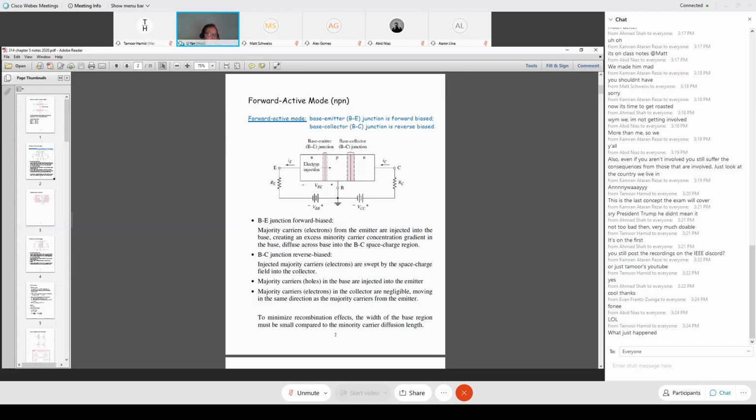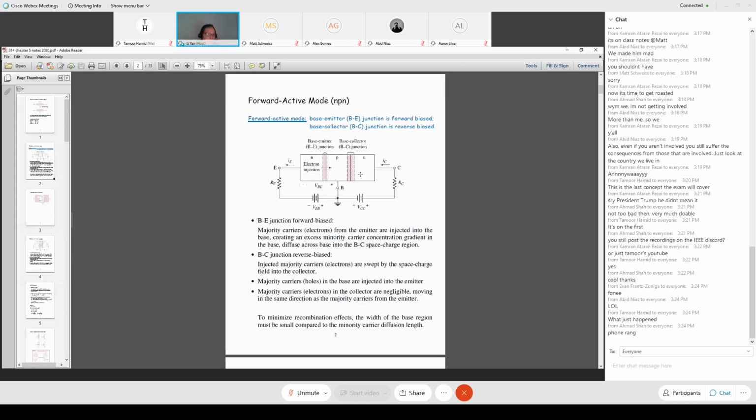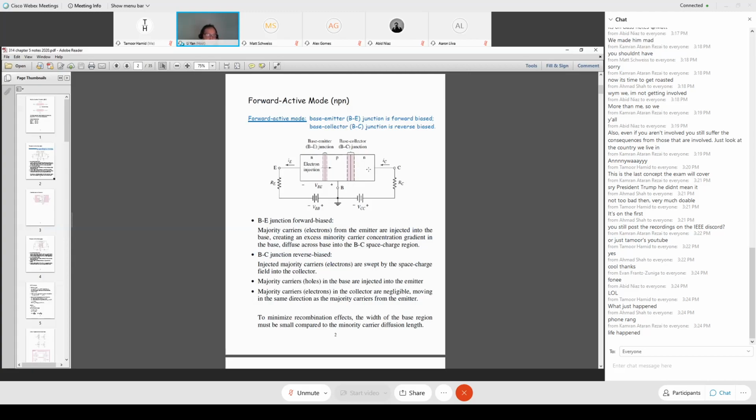So electrons injected from the emitter to the base diffuse across the base and are swept by the space charge field into the collector. And these are a lot of electrons, because the emitter has the highest doping concentration. Those majority carriers get injected from the emitter to the base, diffuse, and are swept into the collector. Okay. So I discussed what happened to the majority carriers out of the emitter.